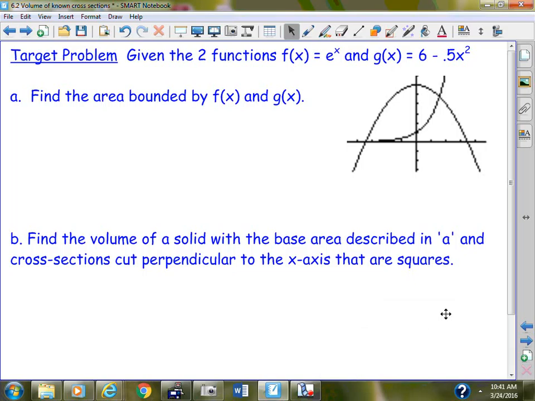Alright guys, this target problem is very similar to something you would have to do on my test next week. So I want to make sure that you feel comfortable with it, making sure that you know all the little ins and outs, the little things that the calculator can do to make it easier. I'm going to go through those steps with you up here so you can make notes accordingly.